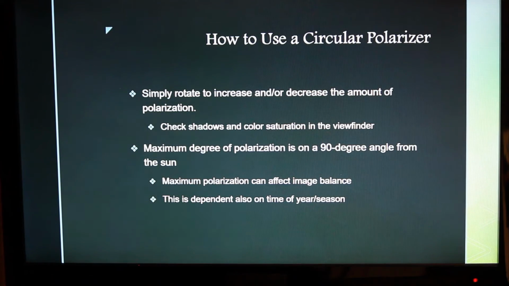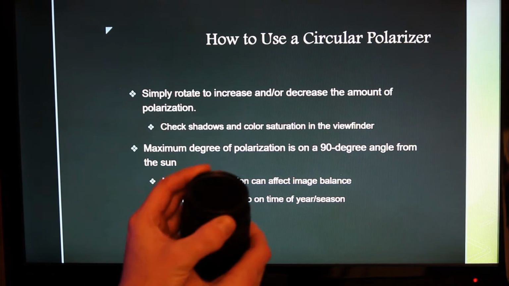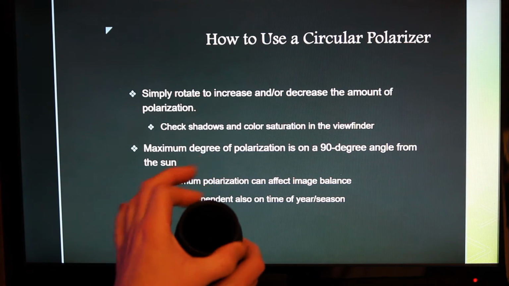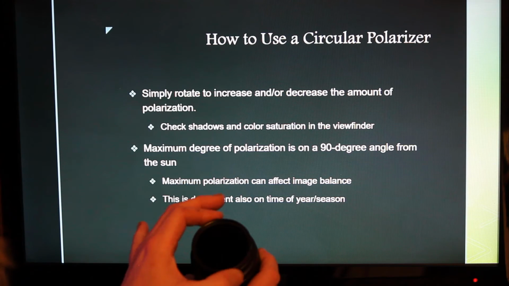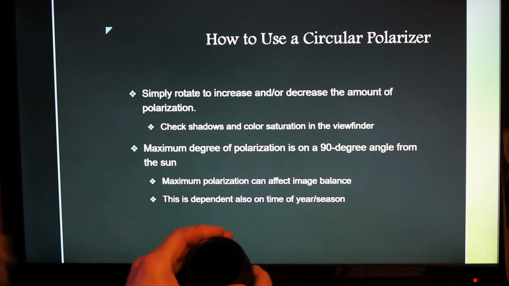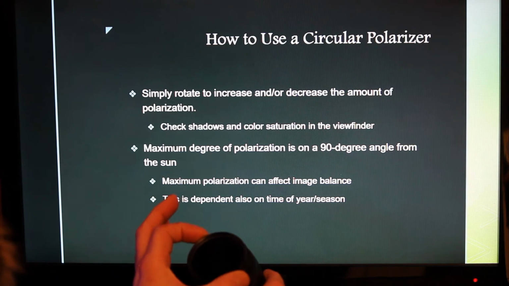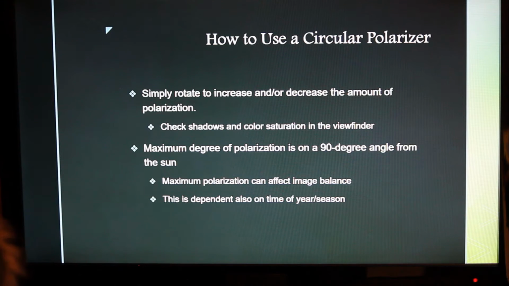So how do you use one of these things? You simply rotate to increase or decrease the amount of polarization. So I have my handy dandy backup lens here and my lens polarizer. You can see that. So you just kind of rotate it around. Just be careful, because sometimes you'll grab the focus, and that's really annoying in the focal length. But yeah, you just turn this until you get your maximum polarization. You do that by checking it with your eye. Check it on a hard surface, usually, or water. Anyway, you check the shadows in the viewfinder.